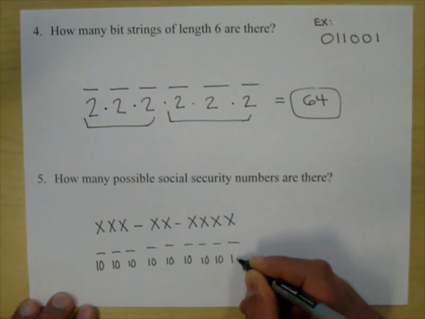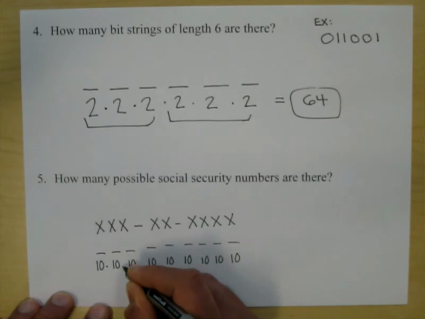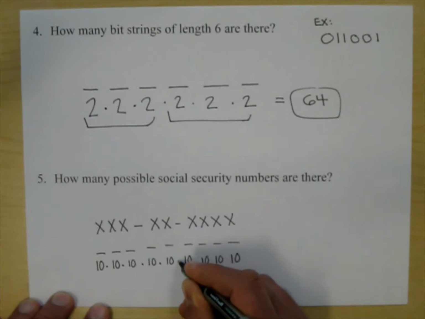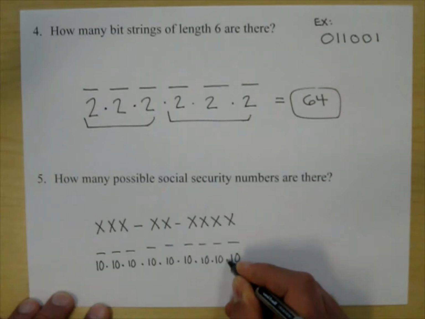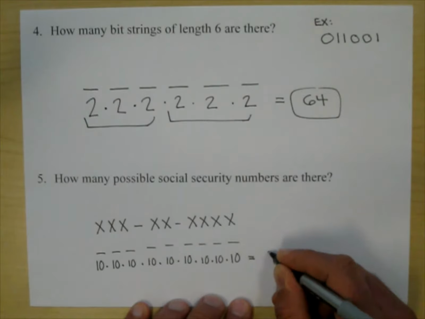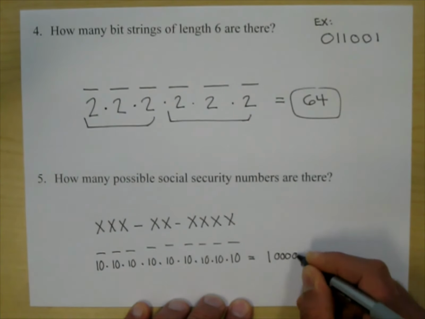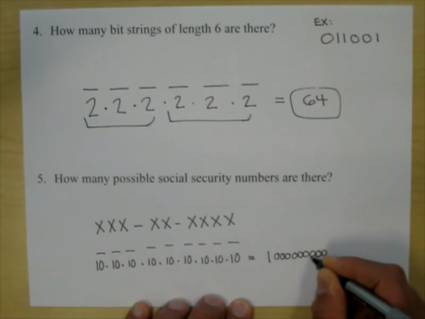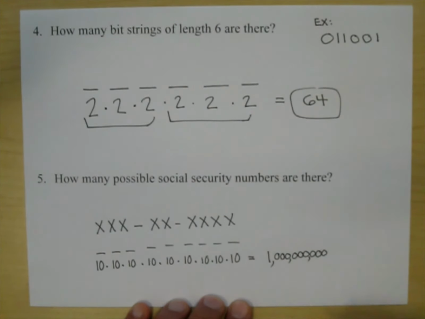And there are repeats with Social Security numbers. Most people do have repetition in their Social Security number. And so it's going to be a 1 followed by 9 zeros. 1, 2, 3, 4, 5, 6, 7, 8, 9. So what is this? This number is 1 billion. So that's how many possible Social Security numbers there are. There's actually less than 1 billion because there are restrictions, but we're not going to get into that.